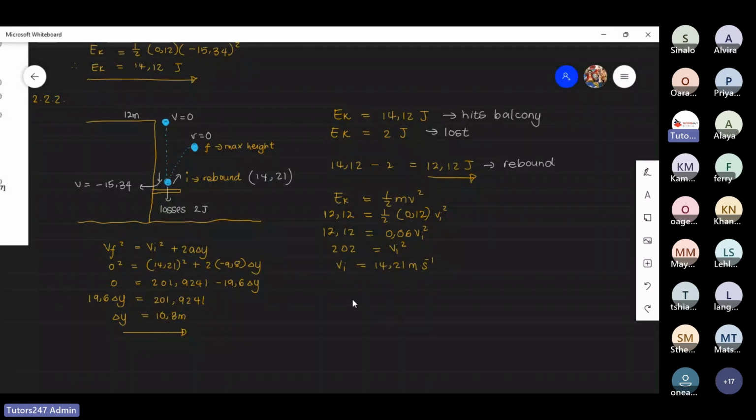If you look at it, ignore the signs, 15.34 and 14.21, there's a decrease in value or decrease in magnitude, right? So you can see that just by understanding that energy is linked to velocity, you were then already able to say, okay, I know that my velocity is going to be less.